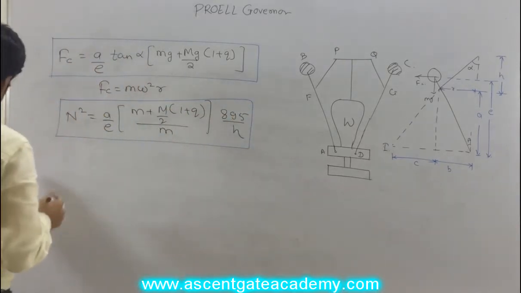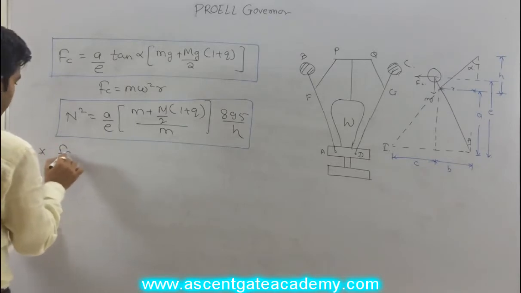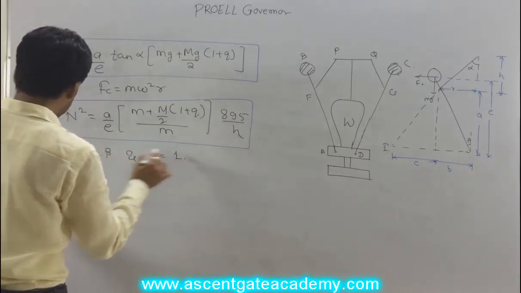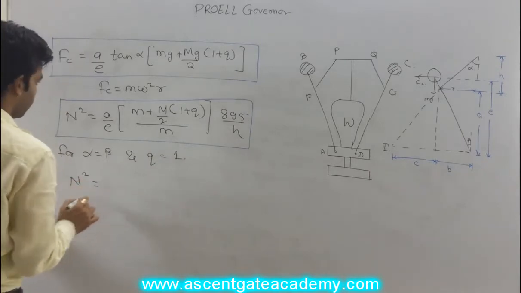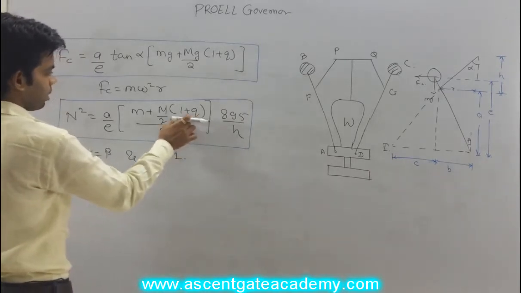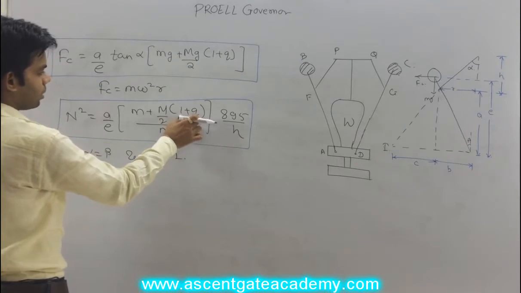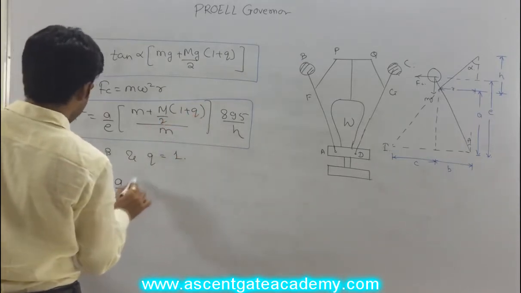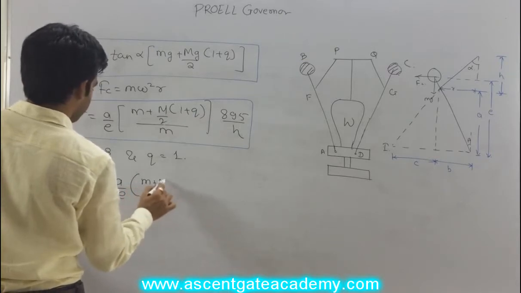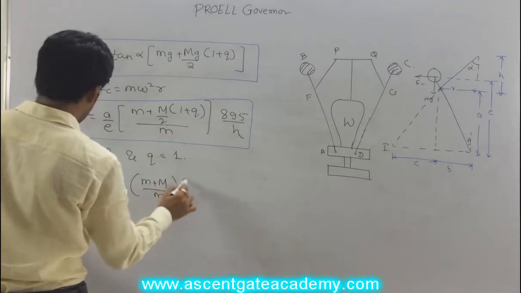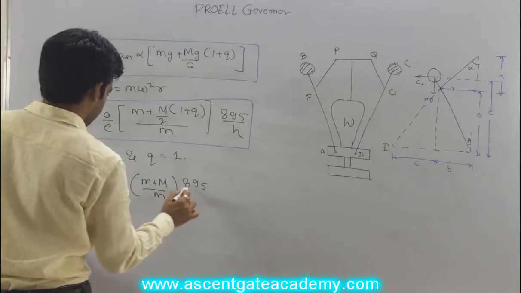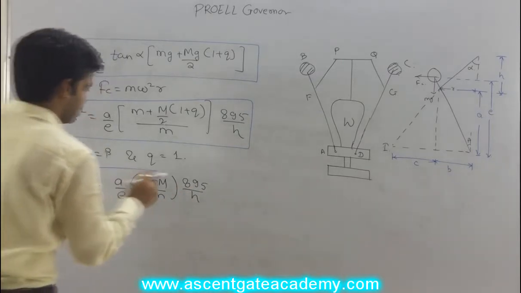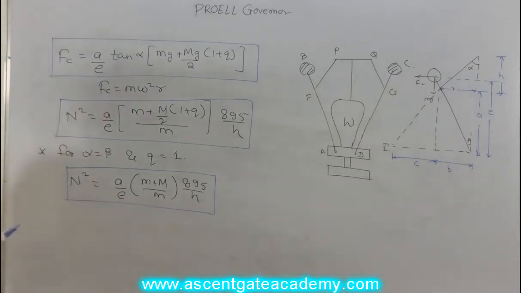Okay, now the conditions for alpha is equal to beta and Q is equal to 1. So this n square will be equal to, if alpha is equal to beta, this Q will be equal to 1. This 2 gets cancelled out. So this n square will be equal to a by e small m plus capital M by small m into 895 by h. This is the value of n square without friction.